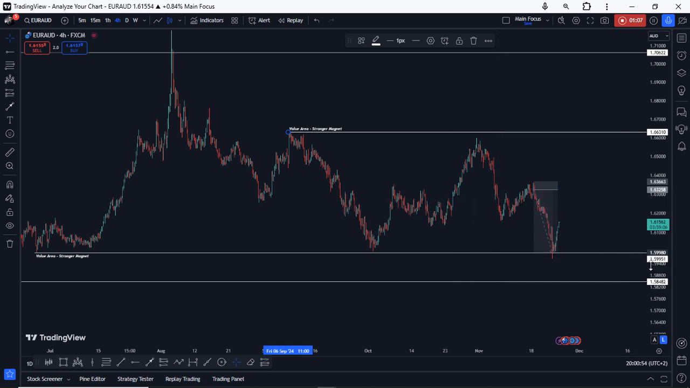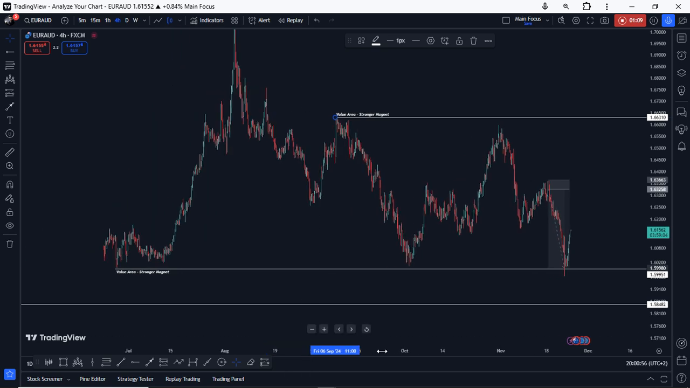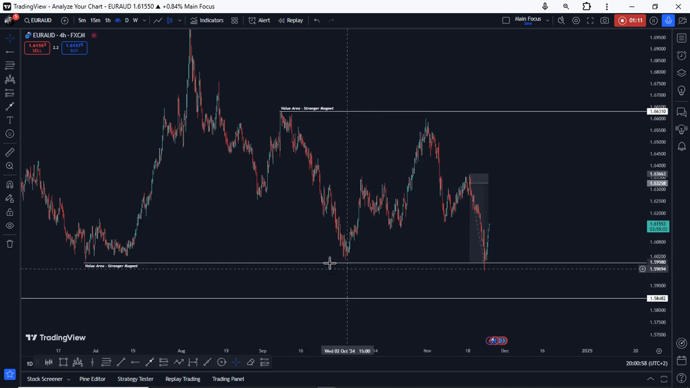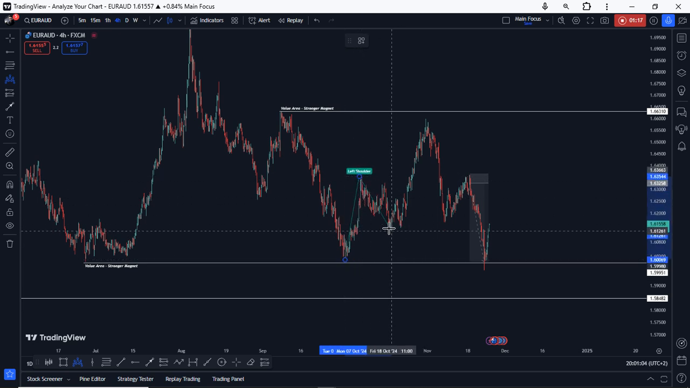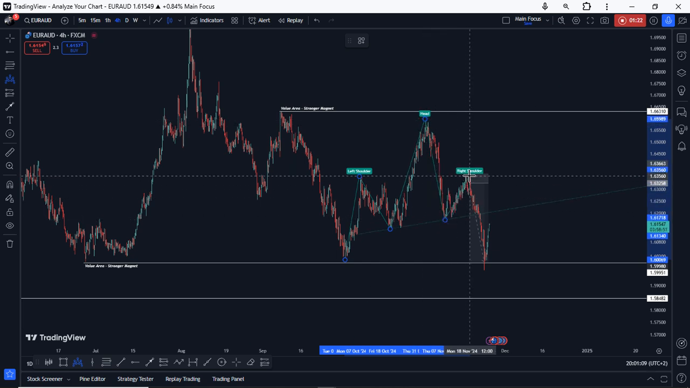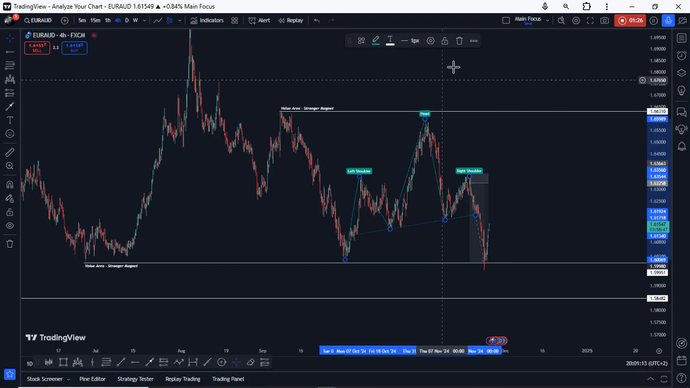So as I have been paying attention to the pair, I was able to spot a head and shoulder. Okay, let me show you right now. Head and shoulder. We've got our left shoulder, and then we've got our head, and then we've got our right shoulder, and that's it. So this is how I had spotted the trade. So the idea of the trade.